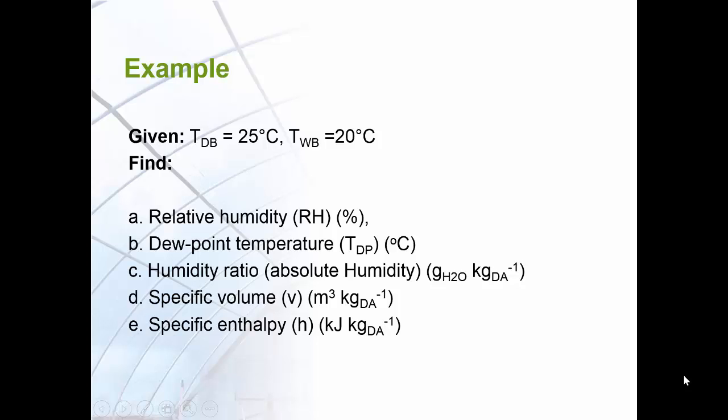Let's now look at some examples of using the psychrometric chart to fix the thermodynamic state by knowing two thermodynamic properties of the air, and we will see how we can determine other thermodynamic properties of moist air at the fixed thermodynamic state. In this example, we are given a dry bulb temperature of 25 degrees Celsius and a wet bulb temperature of 20 degrees Celsius. We are asked to determine the relative humidity of the air, dew point temperature, humidity ratio, specific volume, and the specific enthalpy of the air at this thermodynamic state.